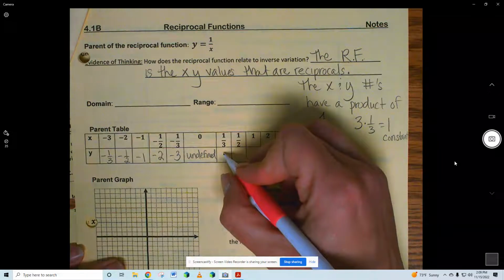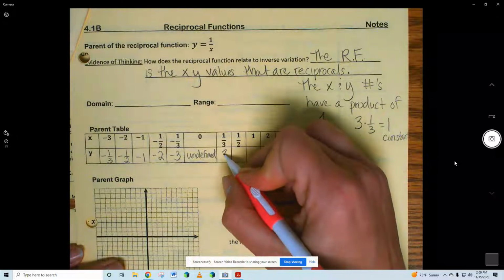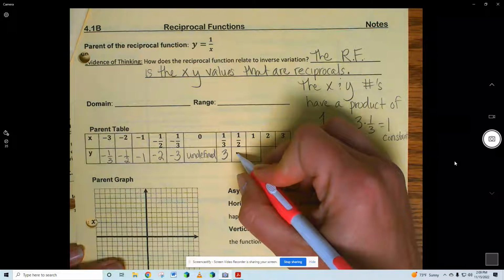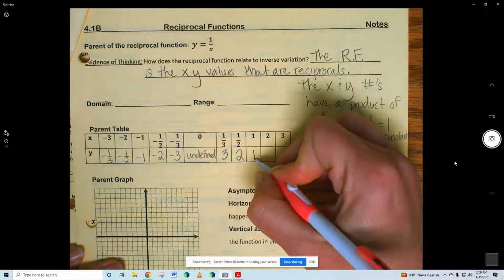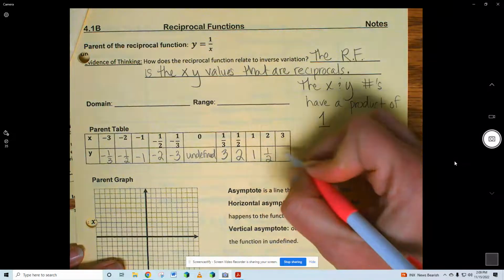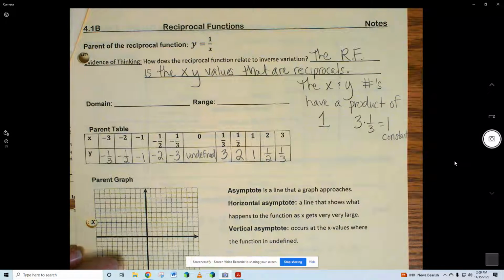One-third is what? Tell me out loud. 3. 1/2 is what? 1 is. 2 is. 3 is. Good.